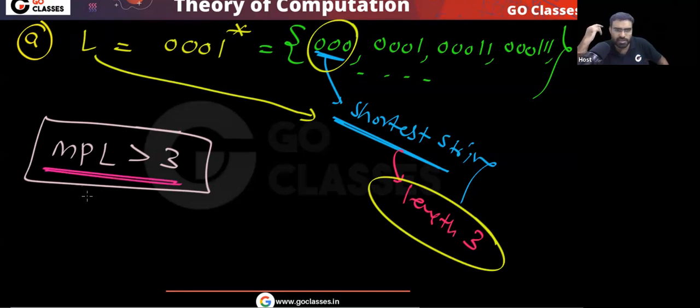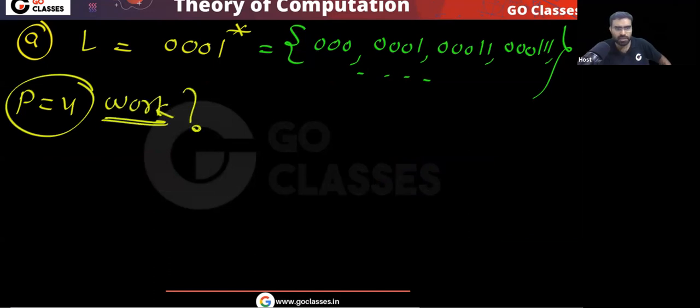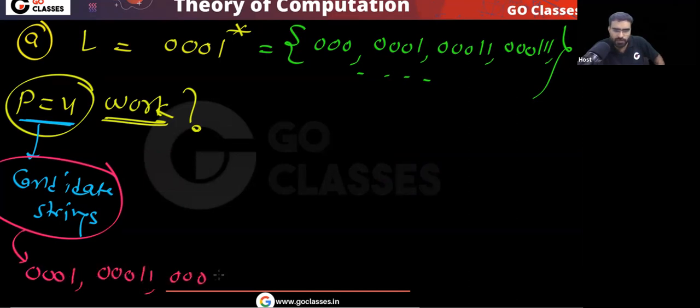So from where I will start checking? I will start checking from 4 onwards. So let's check P equal to 4. Does it work? We have to check. Okay. So tell me, if P equal to 4, what are the candidate strings? These are the candidate strings: 0001, 00011, 000111, and so on.